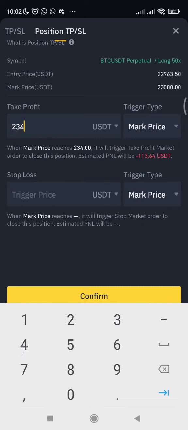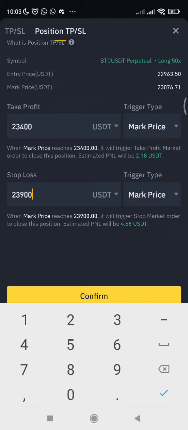Let's say our target is still 23,400, and the market is already going. You can adjust to 22,900. So as the market keeps going your way, you adjust your stop loss, until your target is hit or the stop loss is triggered. So that is that for this.